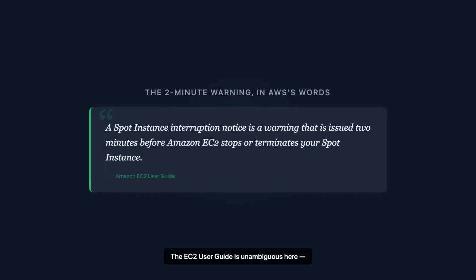The EC2 user guide is unambiguous here. A Spot instance interruption notice is a warning issued 2 minutes before Amazon EC2 stops or terminates your Spot instance. 2 minutes, not 5, not 10. That's the window your application has to checkpoint state, drain connections, and shut down cleanly.